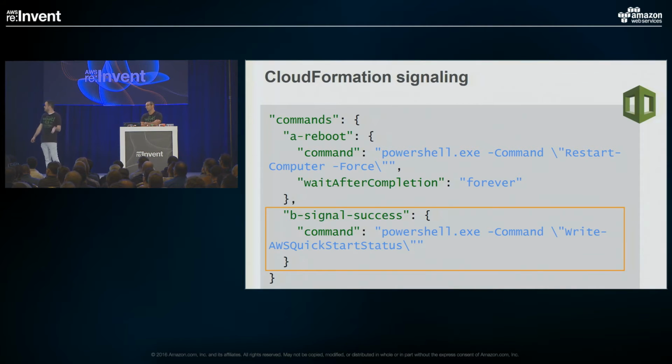This is basically the approach that we take for more complex scenarios that have reboots in between. The reason why we use this and not user data, just to remind you, is that if you were to put the signal right at the end of user data and the server reboots, user data does not execute again. So that's the reason why, in the Windows world, we try to use CFN init as much as possible.